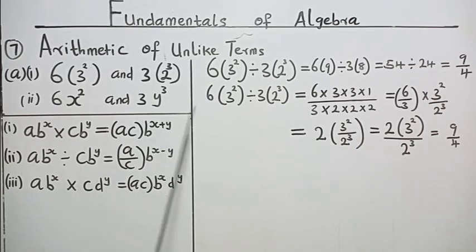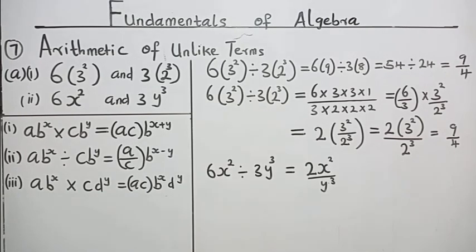Let me now replace this 6 bracket 3 to the power 2 with 6x to the power 2 and replace this 3 bracket 2 to the power 3 with 3y to the power 3. And here the result comes. It says 6x to the power 2 divided by this 3y to the power 3 is equal to 2x to the power 2 over y to the power 3.